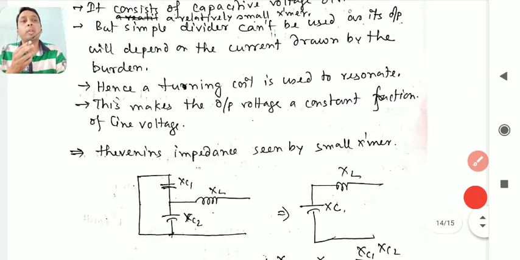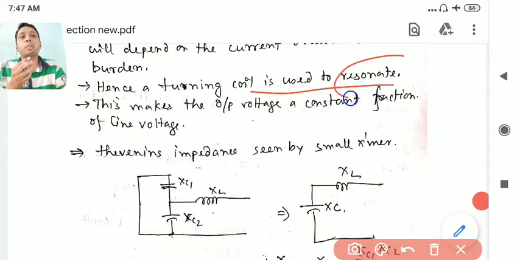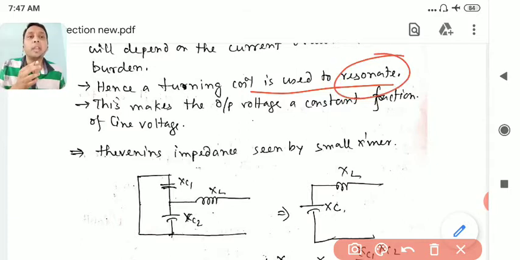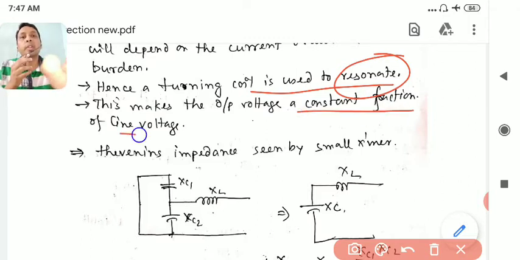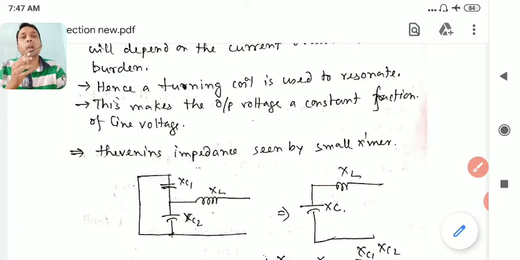Hence the tuning coil. That's why the tuning coil is used. So it will resonate, means they will create a resonance. We will put L in such a way that it should create a resonance. This makes the output voltage constant. So how does it make the output voltage constant?